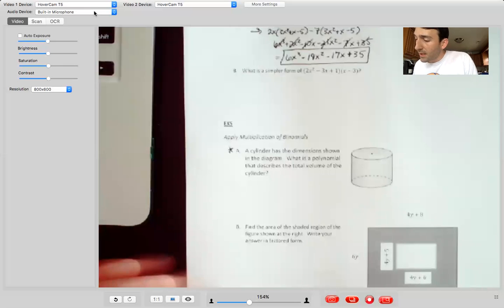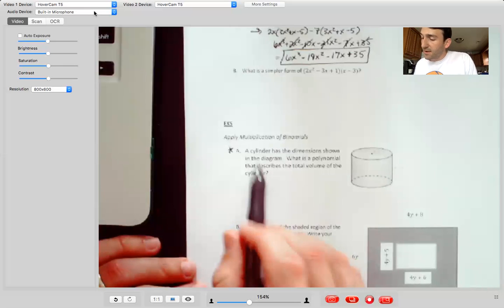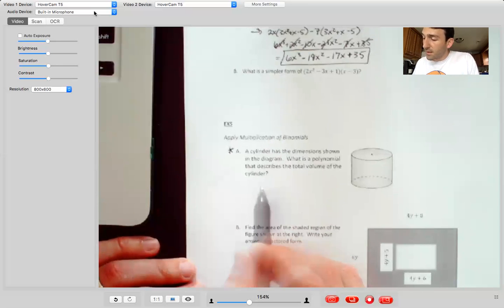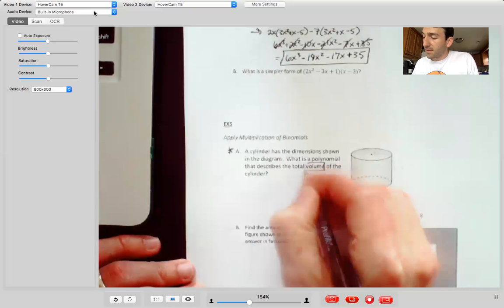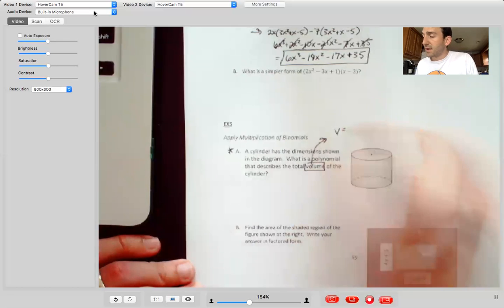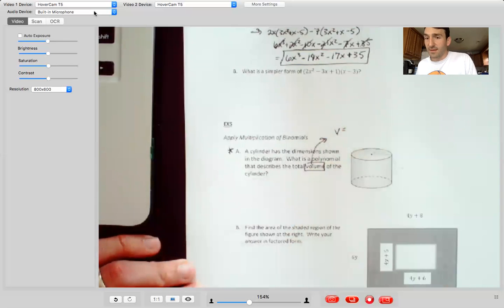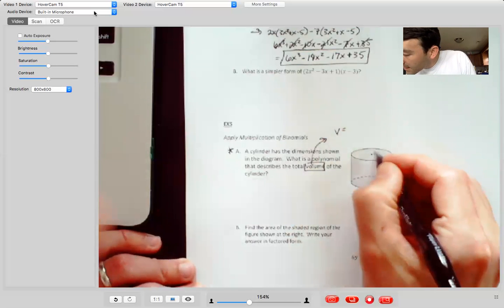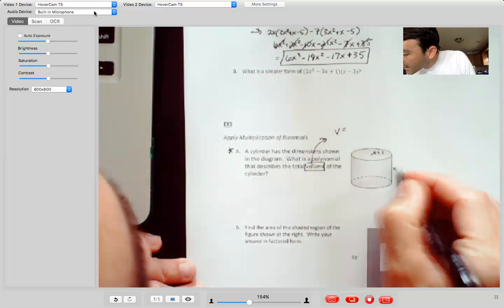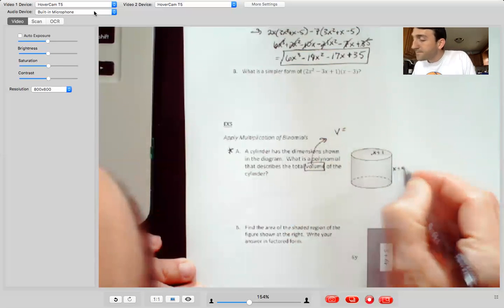All right, so it says a cylinder has the dimensions shown in the diagram. What is a polynomial that describes the volume of the cylinder? So volume of a cylinder is going to be basically the area of the base, which we covered in the last notes. You probably can't see that either, but it looks like the radius is x plus 1, and then the height is x plus 4. Darken that in for you.